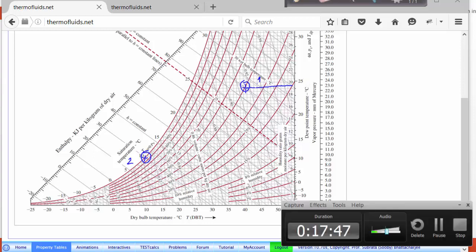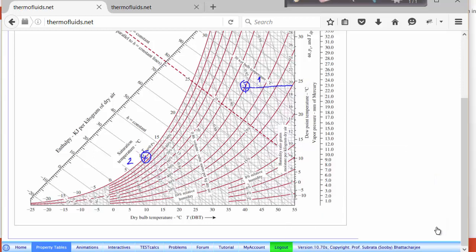What will be that value? Well, I'll say it's between 18 and 20, so it's approximately 19. So let's pick up 19. Notice omega values are in here. Humidity ratio is given here.